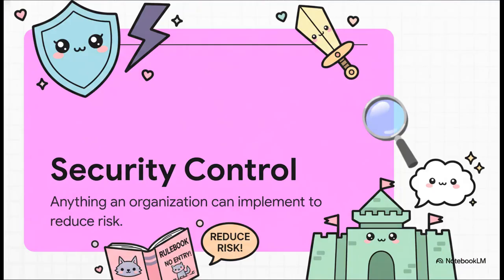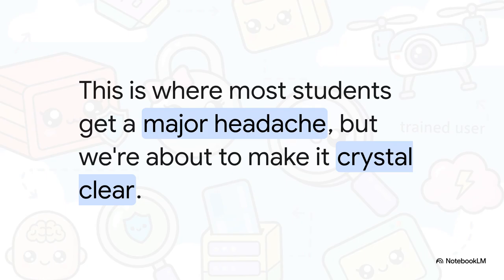So what in the world is a security control? It's actually really simple. It's anything you use to lower your risk. Think of them like superpowers. You know, a shield to block stuff, a sword to fight with, maybe a giant castle wall. It could even be a simple rule book that just says, hey, do not open the gate for wolves. If it lowers the risk, guess what? It's a control.